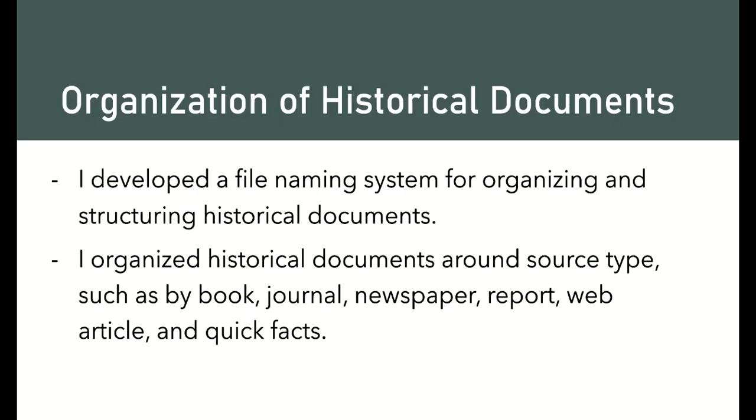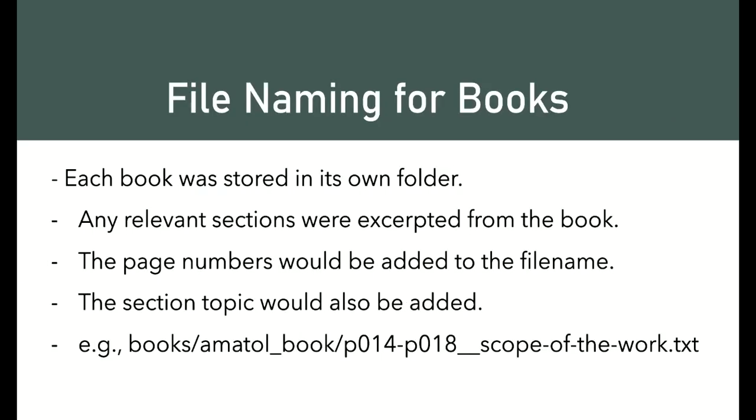Each file is structured by source type, such as books, journals, newspapers, reports, web articles, or research artifacts. For books, each book would have its own folder. Relevant sections were excerpted from the book and added to the folder. The file name would include the page numbers and the section topic. For example, the Hamilton book, pages 14 to 18, and the section is scope of the work.